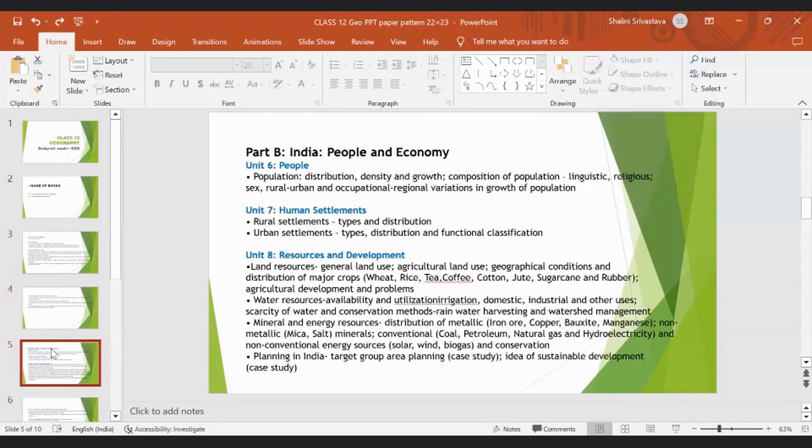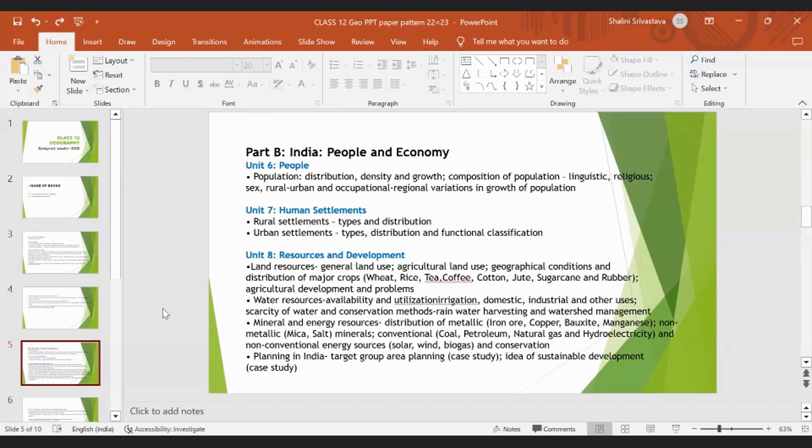Now in book 2, that is India, People and Economy, unit 6 is people, in which population distribution, density and growth, and even composition of population are there. We also have migration in a little part, and occupational structure. Then we have human settlements, in which we are going to read about rural settlements and urban settlements, and how they take place.